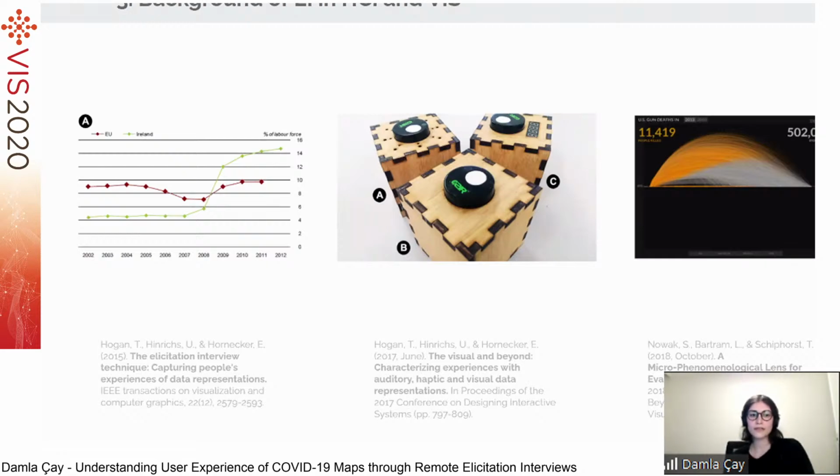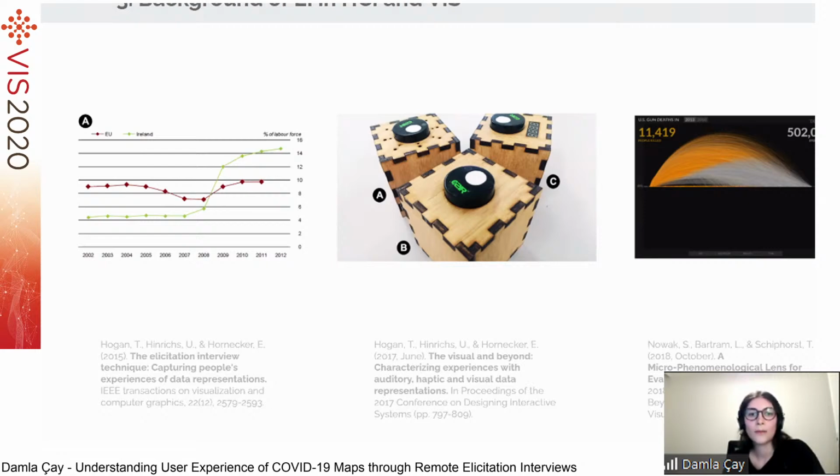For data visualizations, Hogan et al. used EI on simple static visualizations and provided a useful guide that frames the questions for visualization studies. In another study, they focused more on the haptic and auditory data representations. Novak et al.'s focus was on narrative visualizations with limited interactivity, which also had emotional aspects. There have been no studies on more complex interactive visualizations.